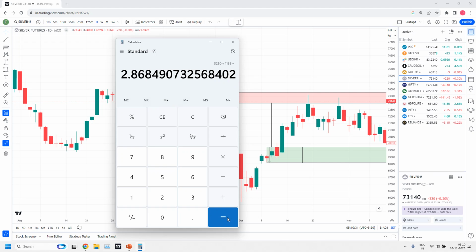2.868 times. Or you can say 2.9 times. Or you can say close to 3 times. 2.9 is close to 3. So for one risk, you have 3 times reward. What exactly is the meaning? For every 1 rupee risk, you are getting a 3 times reward, 3 rupees reward. Or in terms of dollars, for every $1 risk, you are getting $3 reward. That is the meaning of 1:3.